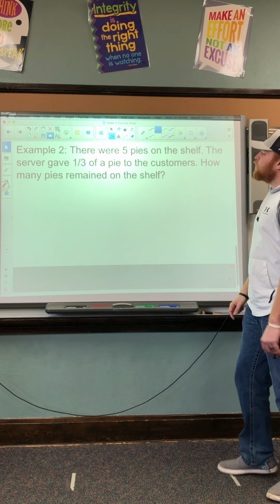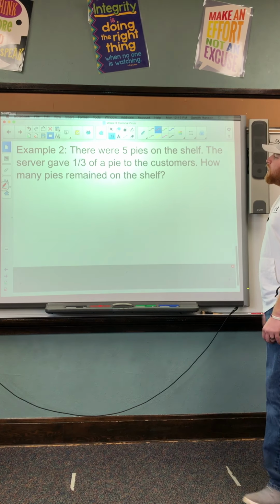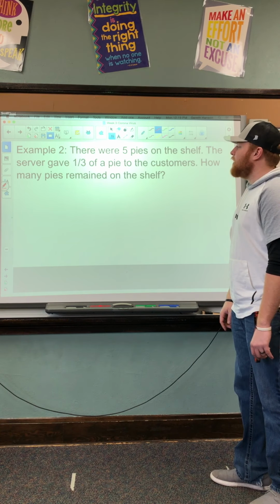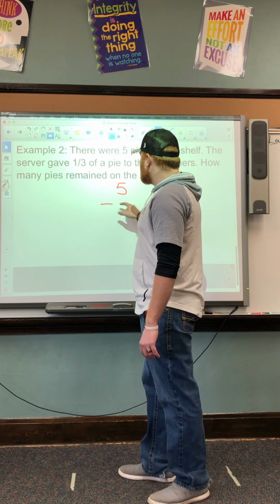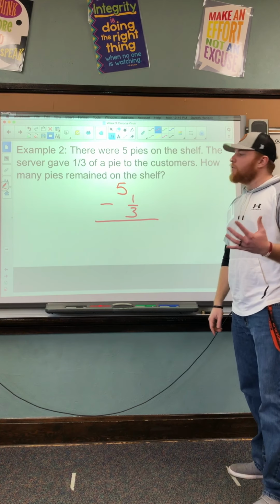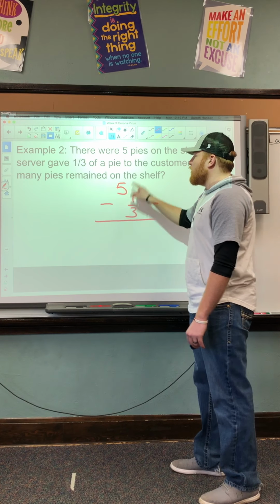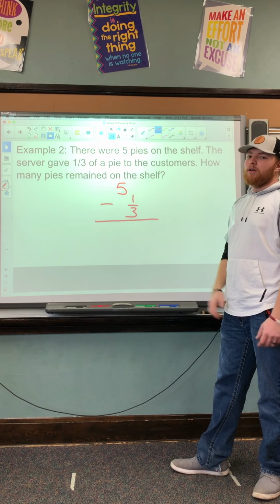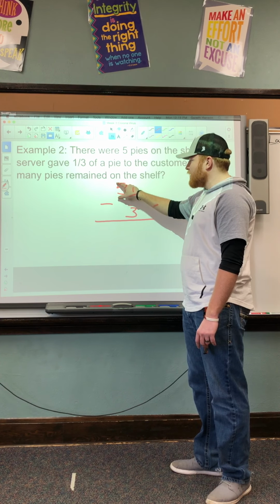Example 2. There were 5 pies on the shelf. The server gave 1/3 of a pie to the customers. How many pies remained on the shelf? So we have 5 minus 1/3. Okay, we have 5 pies, and 1/3 of a pie got served. Now we can't subtract 5 minus 1/3 as it is, so we have to change this.